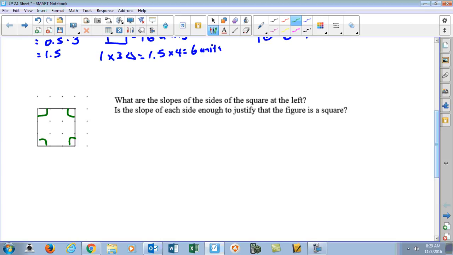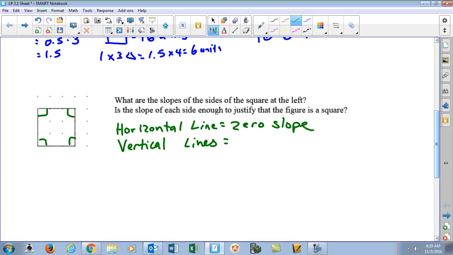0, right? Horizontal lines have 0 slope. And what about vertical lines? What kind of slope does a vertical line have? These lines here. What's the slope of a vertical line, Brad? Undefined. So these 2 lines have the same slope, which makes them parallel.